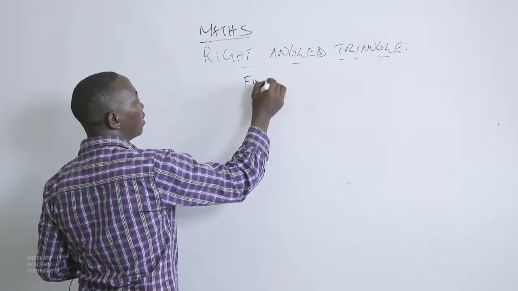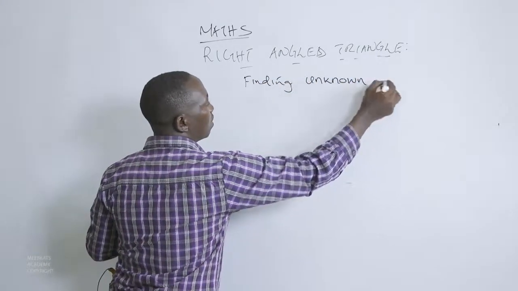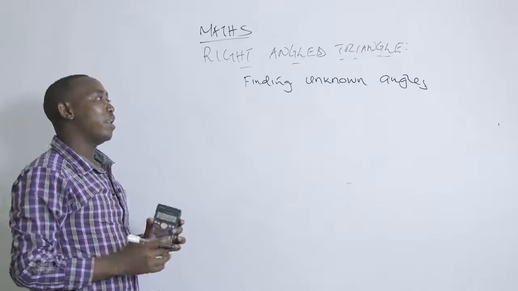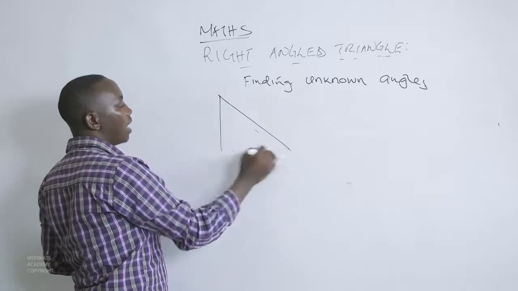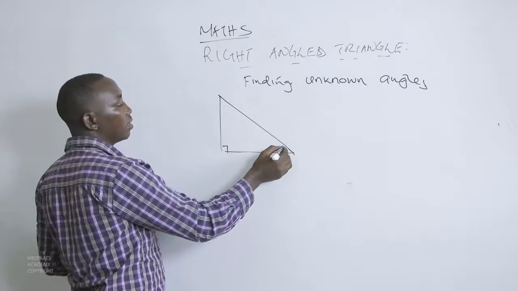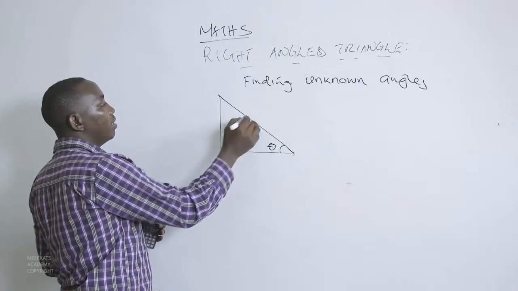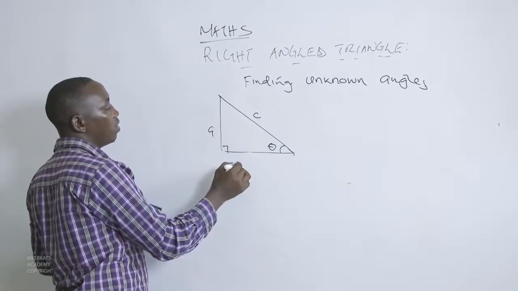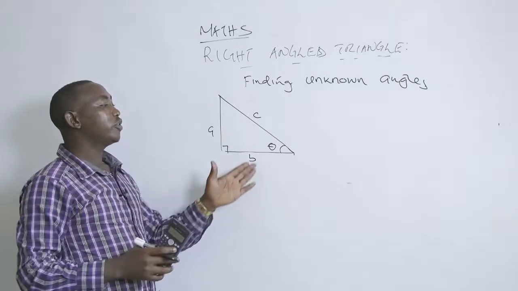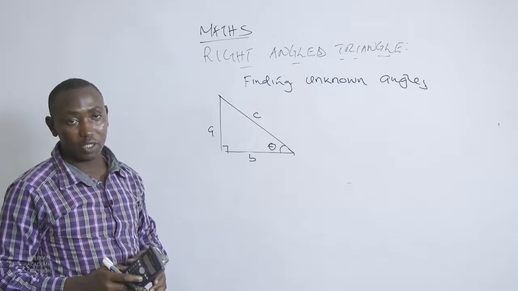Finding unknown angles. Whenever you are given a right angle triangle, that being 90 degrees, we can have the other angle as theta. Then this will be your A, your C, and your B. We can find this angle theta by using trigonometric ratios.